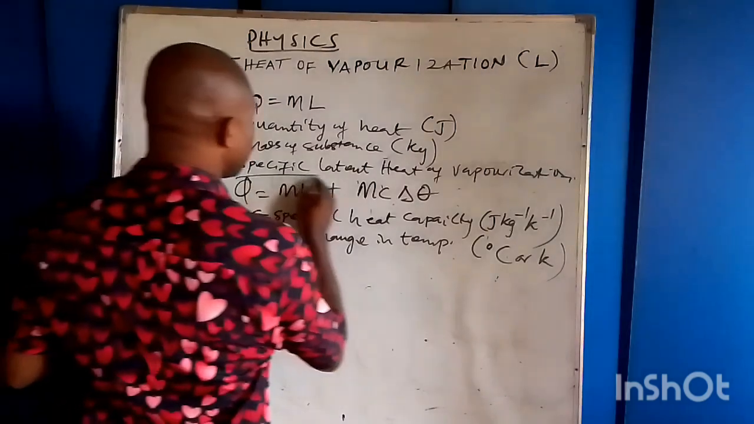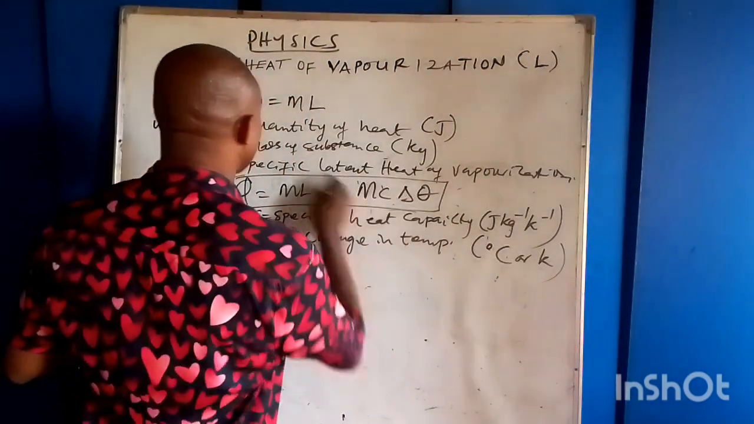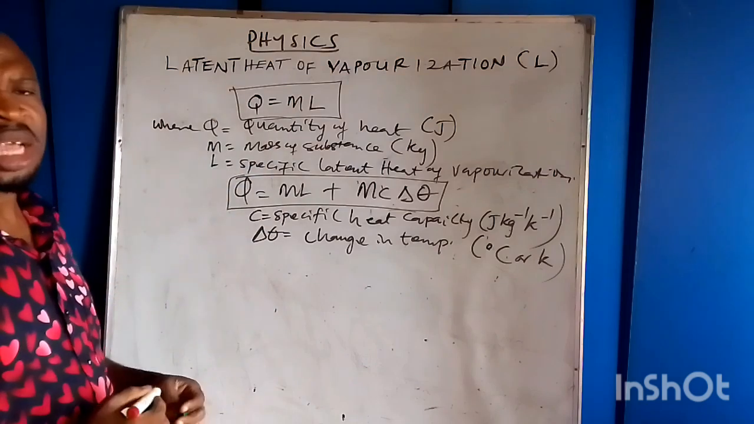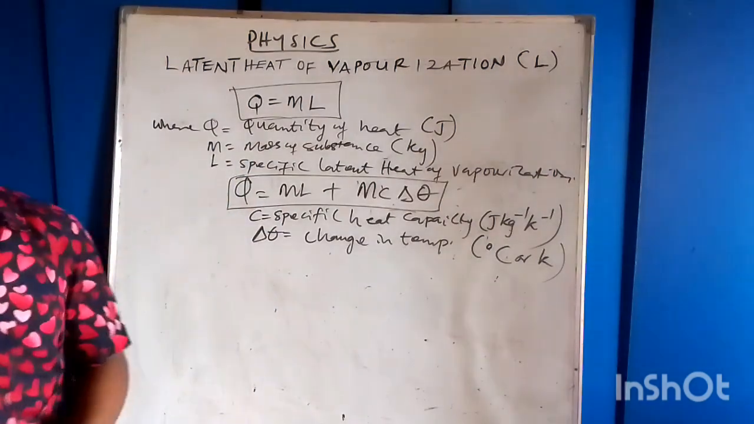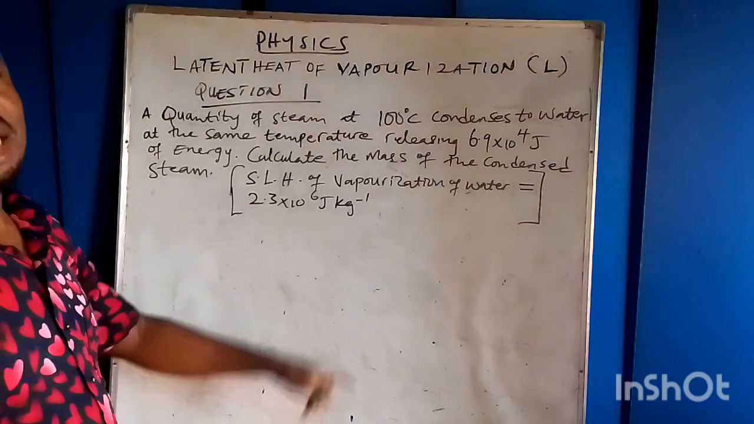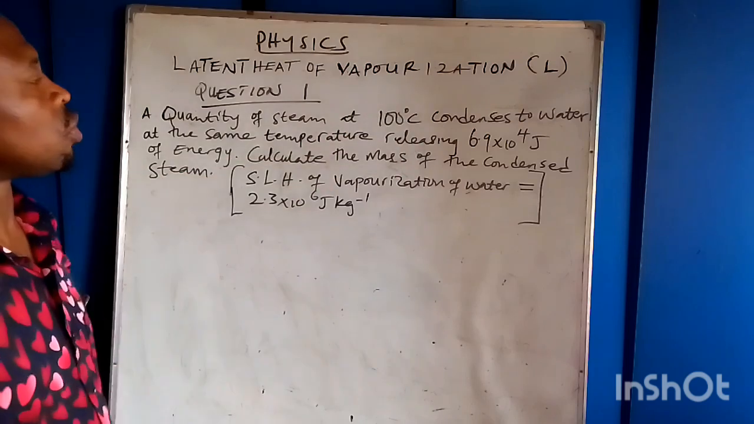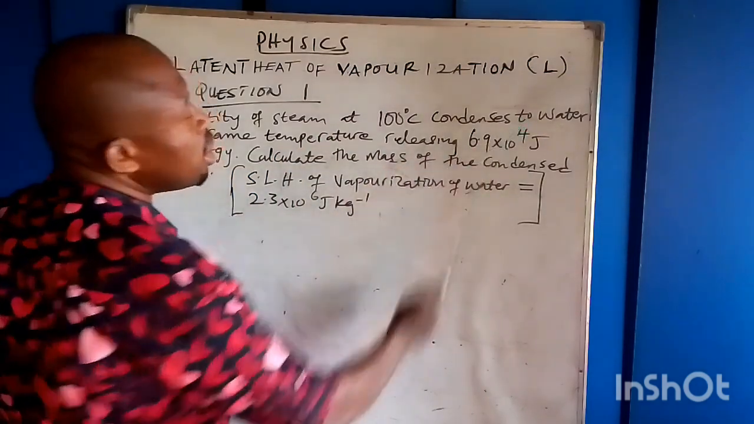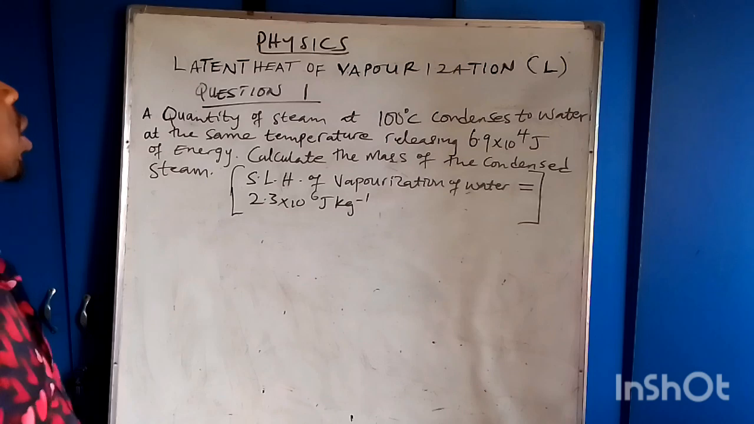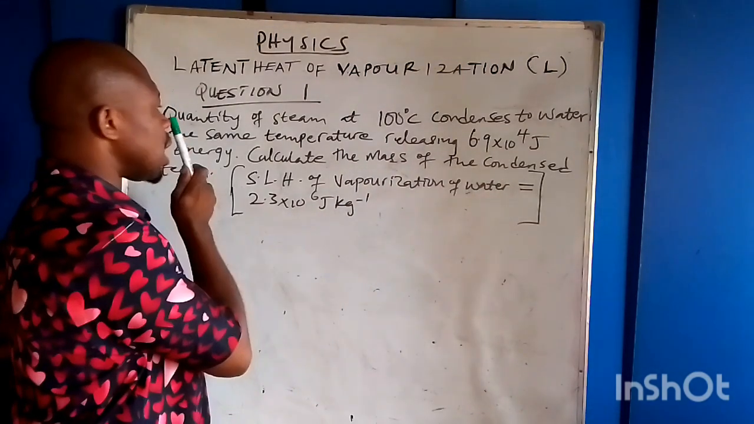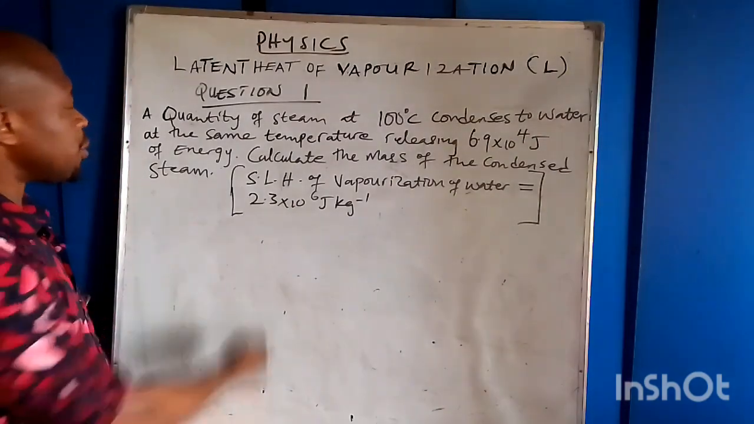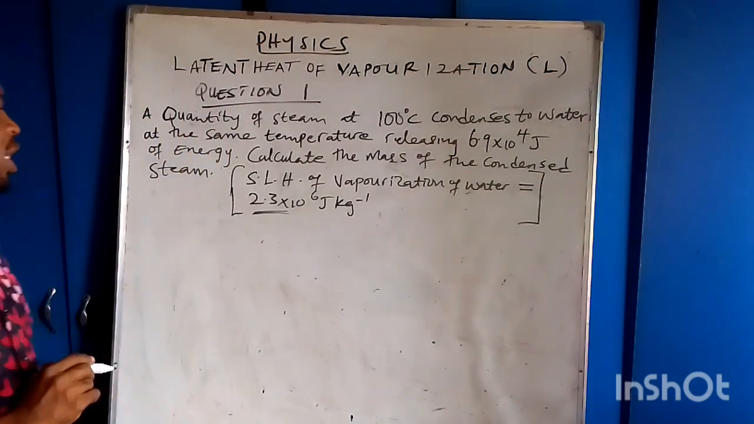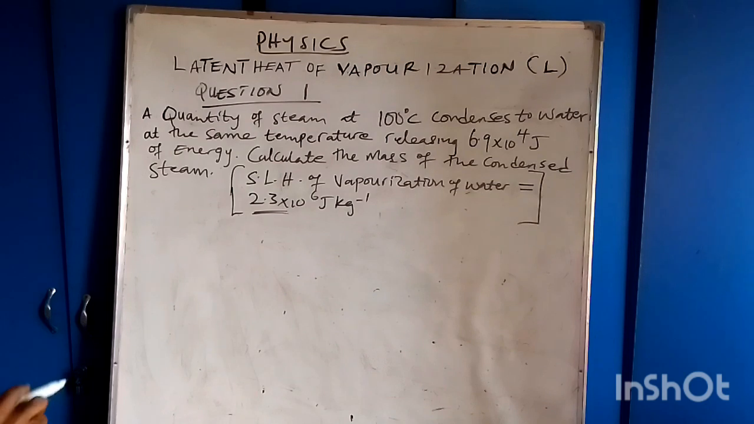Now, having taken note of these two equations, let us take some questions that will help us better understand this. A quantity of steam at 100 degrees Celsius condenses to water at the same temperature, releasing 6.9 times 10 raised to the power 4 joules of heat. Calculate the mass of condensed steam. Here we are given that the specific latent heat of vaporization of water is 2.3 times 10 raised to the power 6 joules per kg.